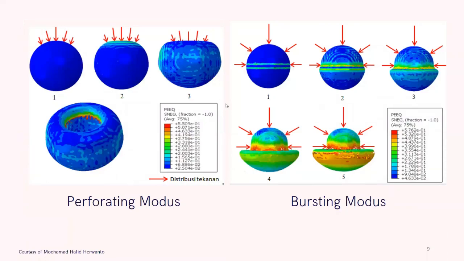And here is the breakdown process of Bacillus subtilis. The perforating models tend to have a hole on the bacteria during the breakdown process, whereas the bursting models have this rupturing effect during the breakdown.